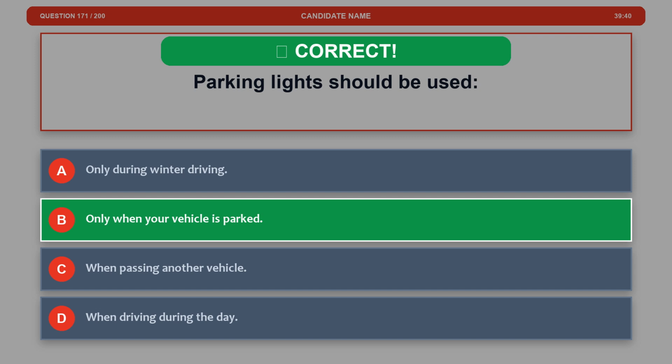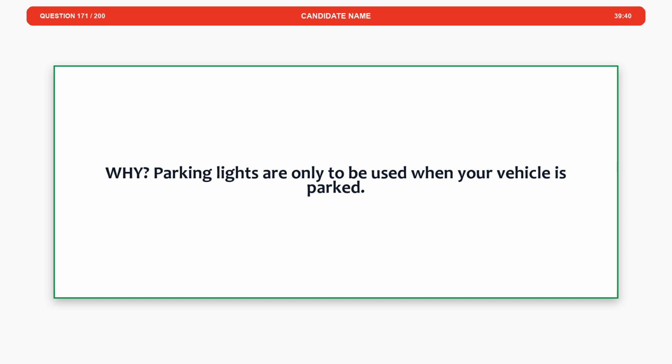The correct answer is option B. Only when your vehicle is parked. Explanation. Parking lights are only to be used when your vehicle is parked.